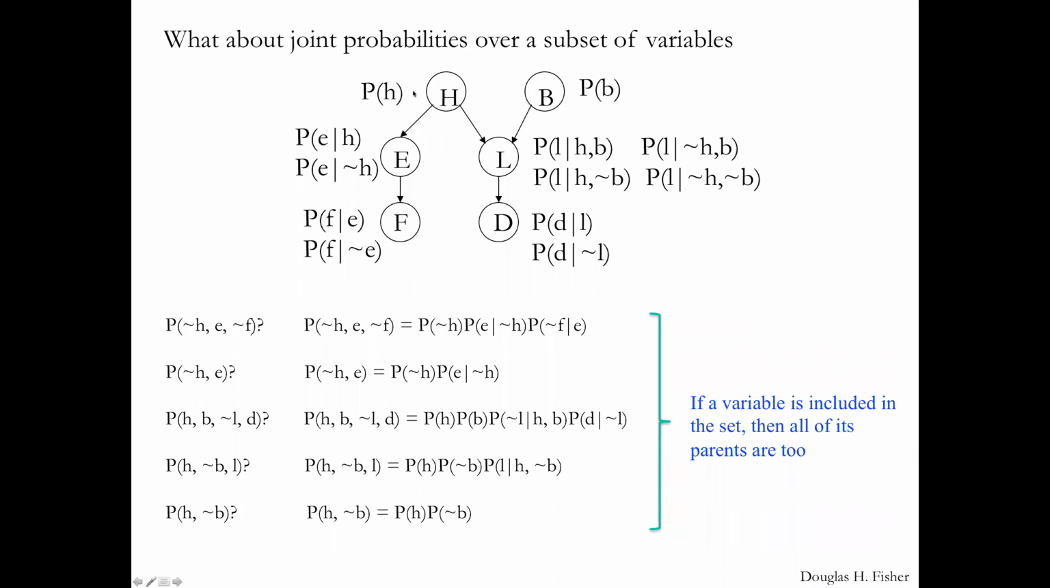Here's another joint probability involving these two variables only. It satisfies this condition that if something is involved, then its parent is involved too. And again, that's a simple rewriting of probabilities involved in the table. Same thing here.